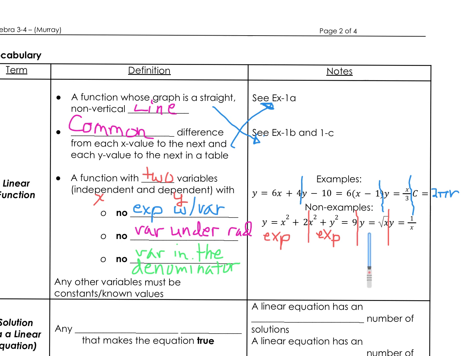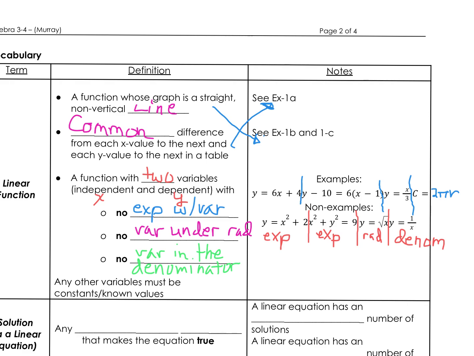This one, the y is okay, but notice that the x is underneath a radical. So remember, radicals give us exponents that are fractions, and they're definitely not 1. So because we have a variable underneath a radical, that's why it is not linear. And then finally we have x here in a fraction, but it's in the denominator, and we can't have that. So I'm going to put denominator, or denom, since I'm running out of room, and hopefully you realize that that's the denominator.